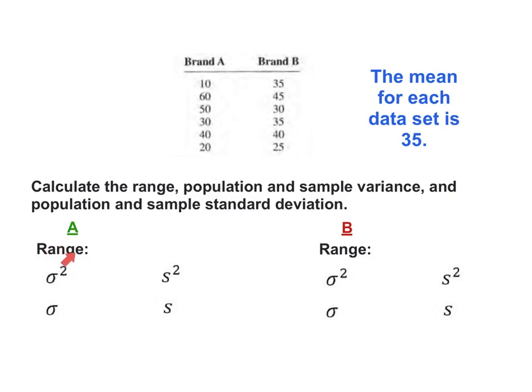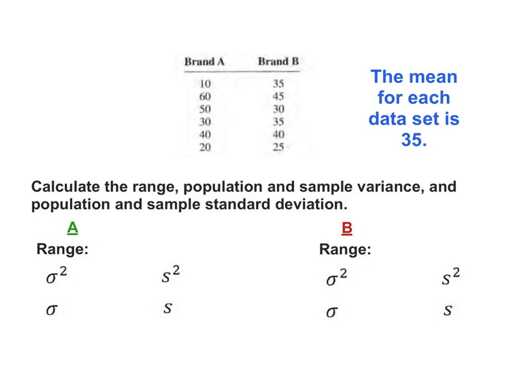The range up on top, this stands for the population variance, the squared one, the population standard deviation, the sample variance, and the sample standard deviation. Okay? So you're going to have to get used to some of that notation and when to use them. Now, let's talk about how to do this on our calculator. Okay? And actually, let's do the range first before we even get there.